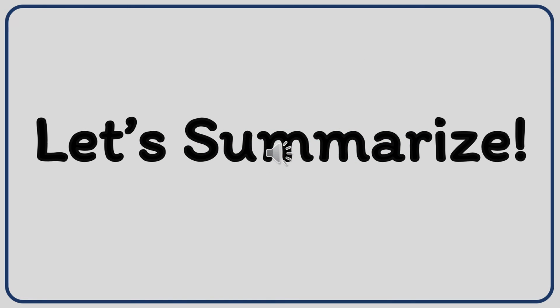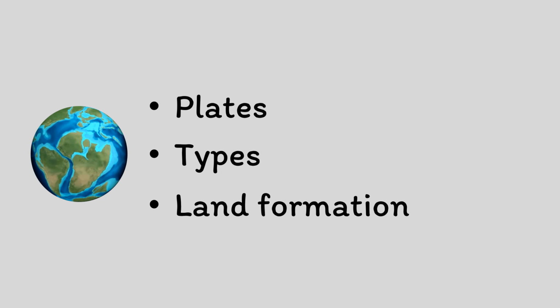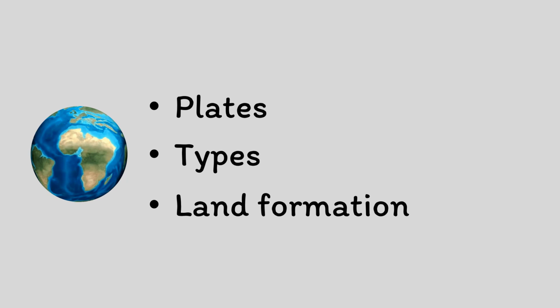Let's summarize today's lesson. Always remember that the Earth's crust is broken into plates that move around relative to each other. As the result of these movements, three types of boundaries are formed: convergent, divergent, and transform plate boundary. The movement of plates along the tectonic plate boundaries is responsible for the formation of ocean basins, mountain ranges, island volcanoes, and earthquakes.